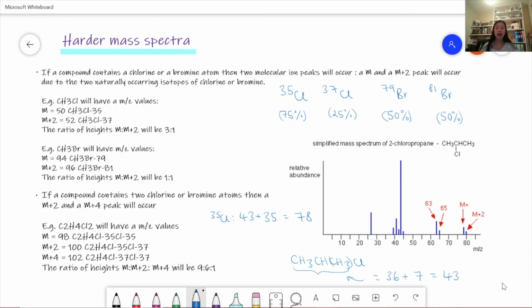And so this is the M+ peak. Then we'll have a look at the M+2, so that's when we have 37Cl, and we have 43, but plus 37 this time, and so we get 80. And so this is the M+2 peak here that we can see. So this is the 80, and this is the 37Cl. And here we have the 78, which is the 35Cl. And you can see that the ratio of them is 3 to 1.